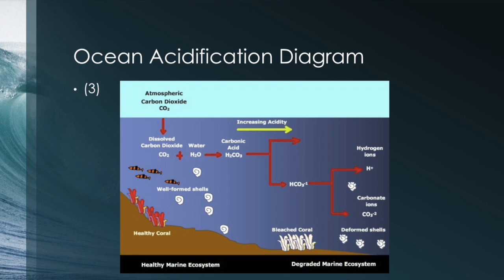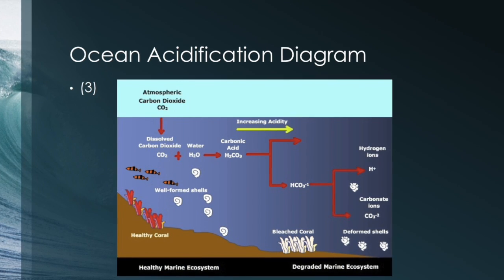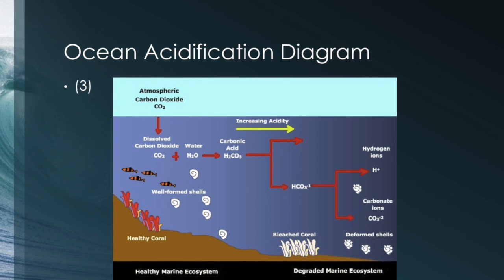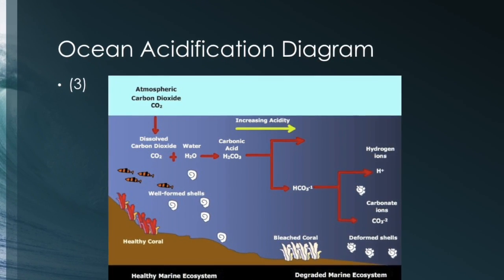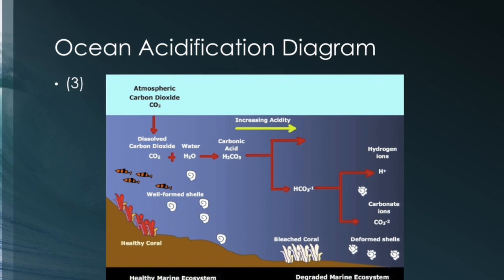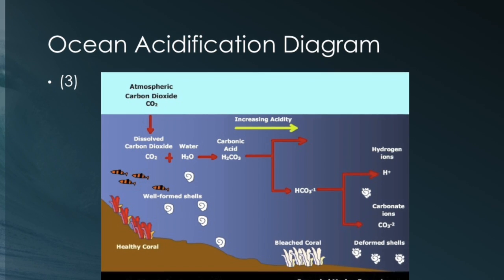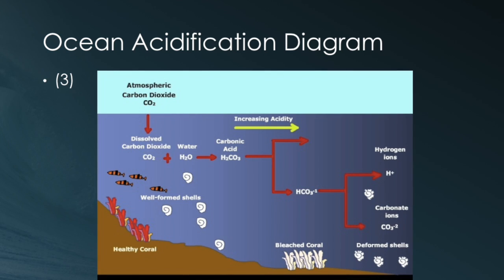And as we can see by this diagram over here, as atmospheric carbon dioxide increases, the amount that is dissolved into the ocean also increases, and so there's more hydrogen ions, which makes the ocean water more acidic, and so that turns well-formed seashells and healthy coral into bleached corals and deformed shells, which impacts all the ecosystems throughout marine life.